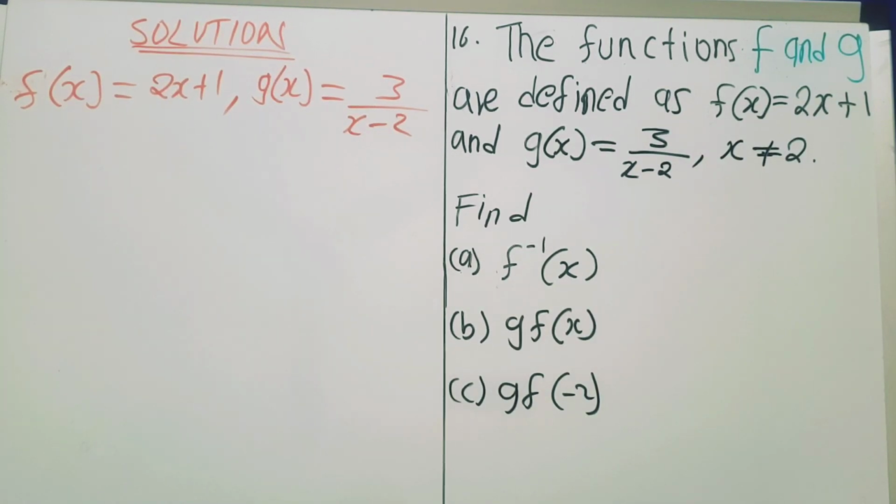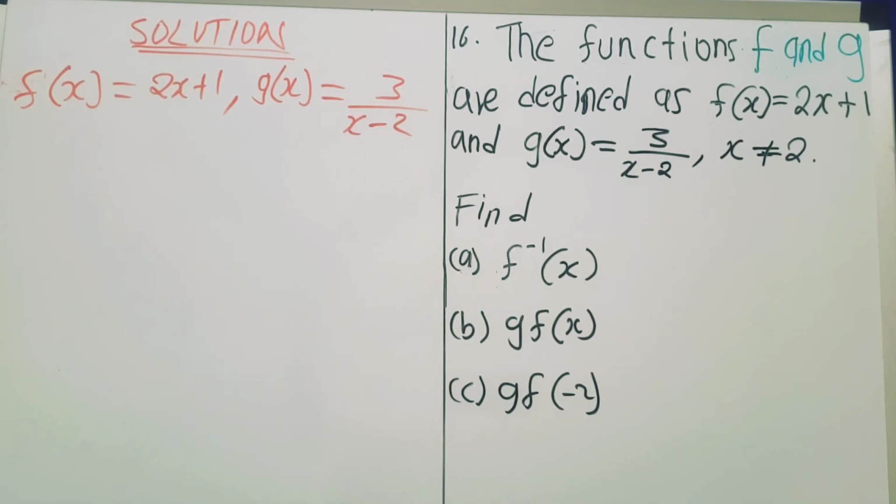So today let's look at this question from mathematics paper 1 on the topic of functions. So this is 2025 question 16. The question reads, the functions f and g are defined as f of x is equal to 2x plus 1 and g of x is equal to 3 over x minus 2 where x is not equal to 2.